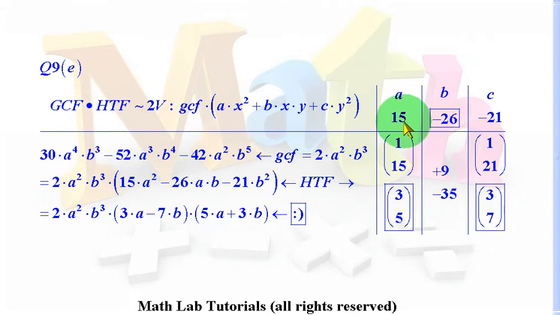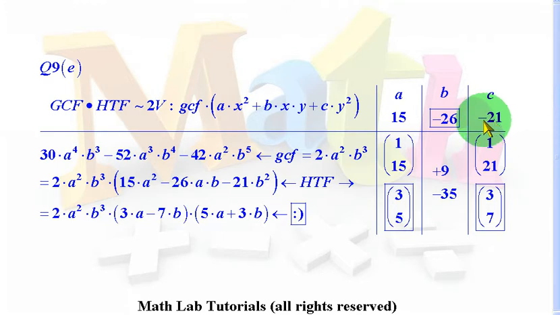The idea now is to find all the numbers that multiply to give you 15. So we start off with 1 and 15, and then we proceed to 3 and 5, and we've exhausted all the factors.